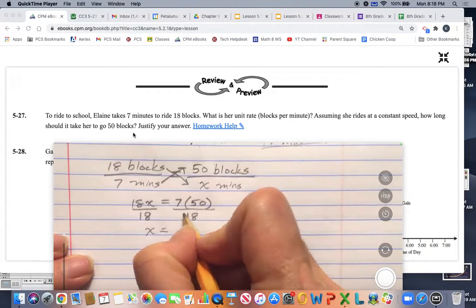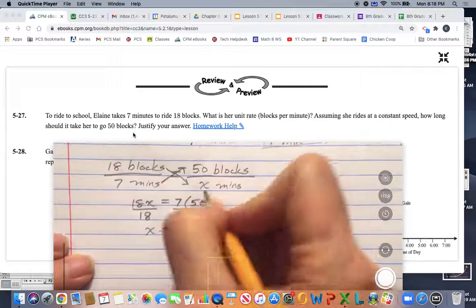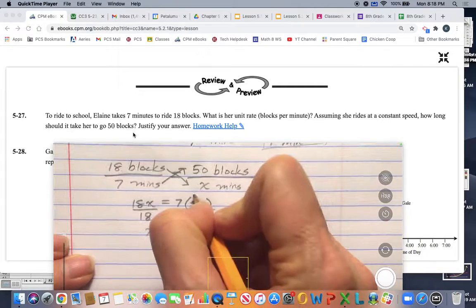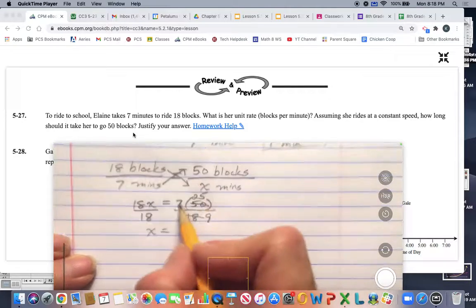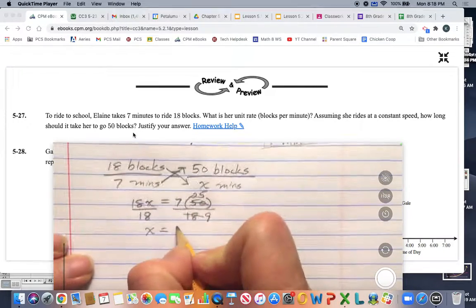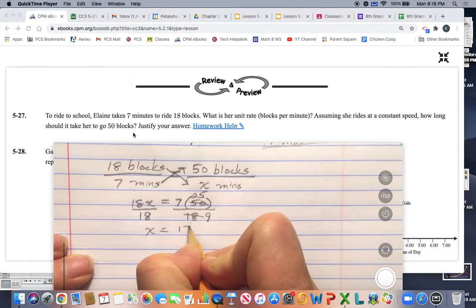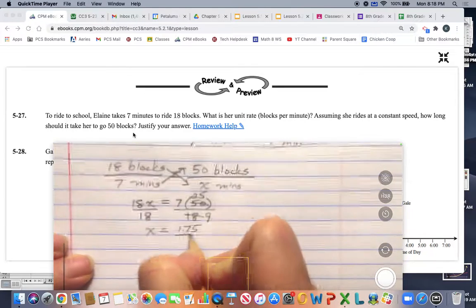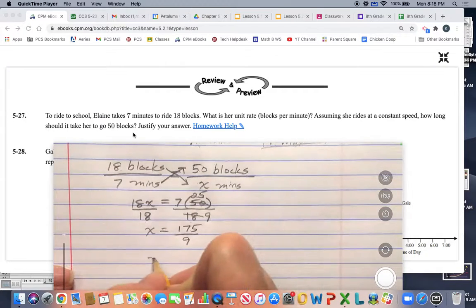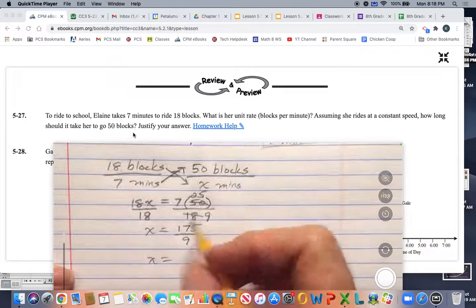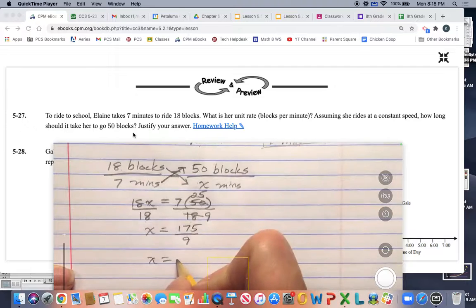2 goes into 18 9 times, and 2 goes into 50 25 times. These are smaller numbers, so 7 times 25 is going to be 175, and that's going to be divided by 9. Okay, so to find x, all we have to do is just divide 9 into 175.